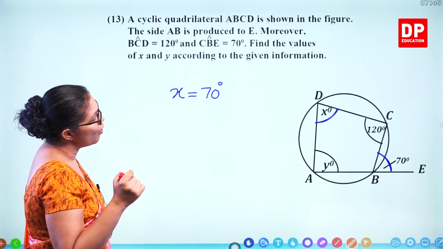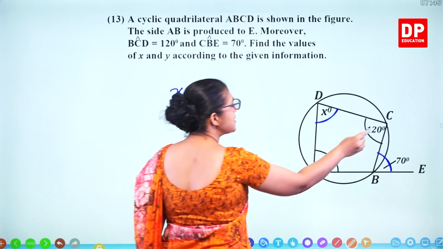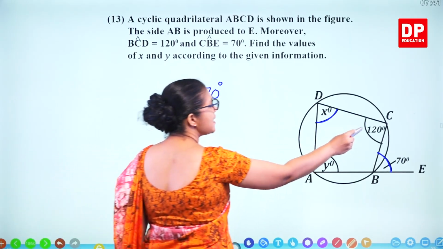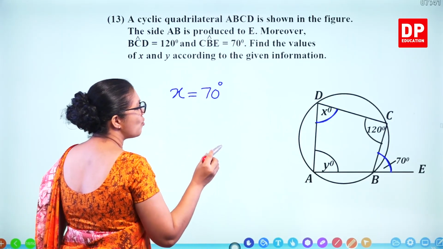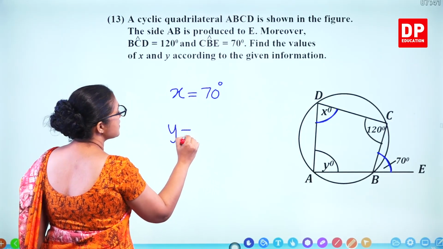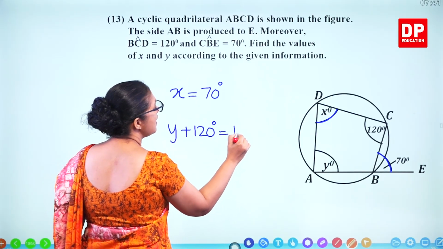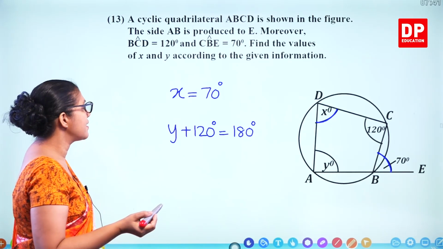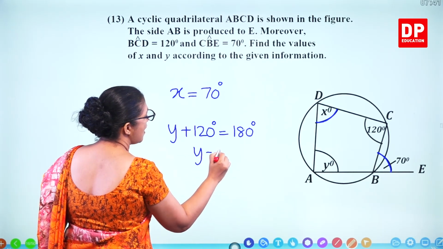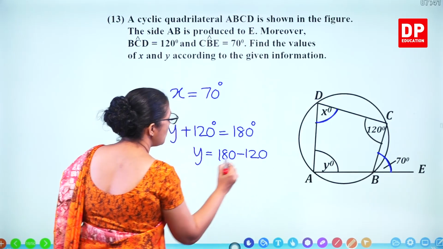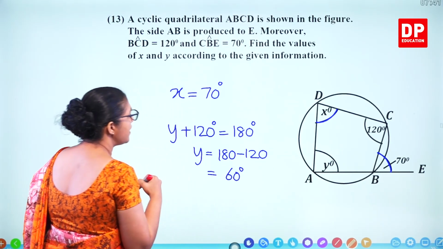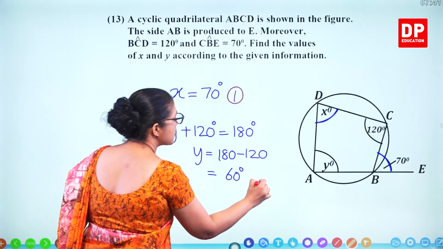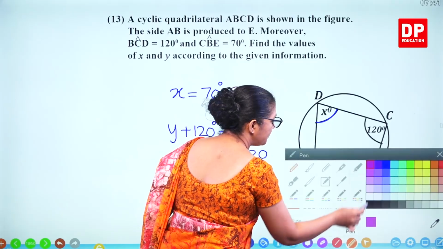Then, how do you find out Y? These are opposite angles of a cyclic quadrilateral. So, what is Y plus 120? That should be 180. Opposite angles of a cyclic quadrilateral add to 180 degrees. So, Y becomes 180 minus 120. That's 60 degrees. So, in this one, 1 mark to identify X, 1 mark for Y value.